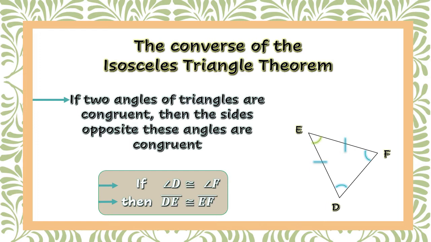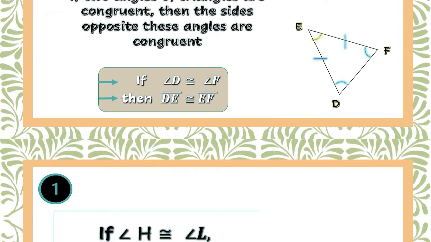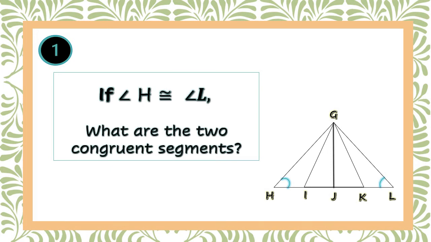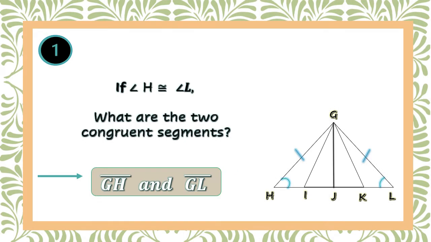At this moment, using the idea of the isosceles triangle theorem and the converse of the isosceles triangle theorem, let's answer the following example. For example number 1, if angle H is congruent to angle L, what are the two congruent segments? The two congruent segments, or the two congruent sides, are segment GH and segment GL.